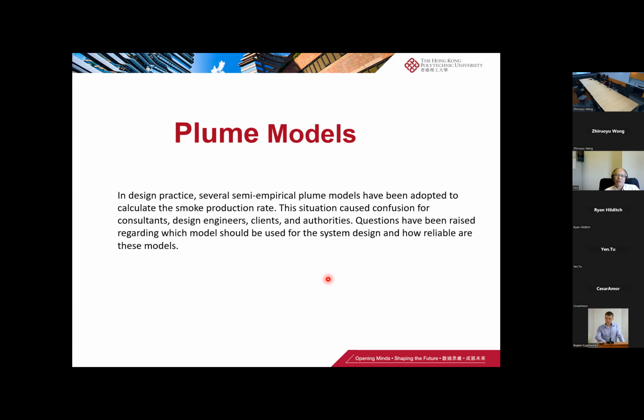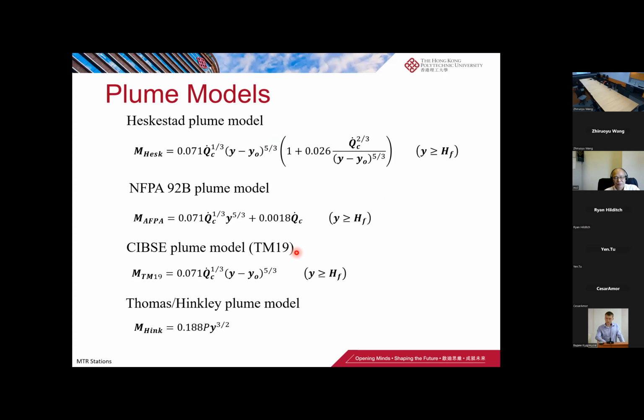as mentioned before, there are a number of plume models used to calculate the smoke production rate. This situation is causing confusion for consultants, design engineers, authorities, etc. More than 15 years ago, the question was raised regarding these models: which model should be used for the system design, and how reliable are these models? This question was raised by clients to me many years ago.